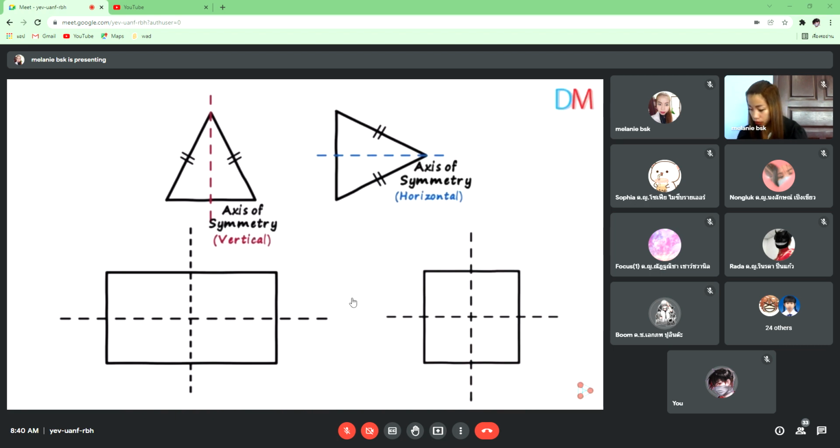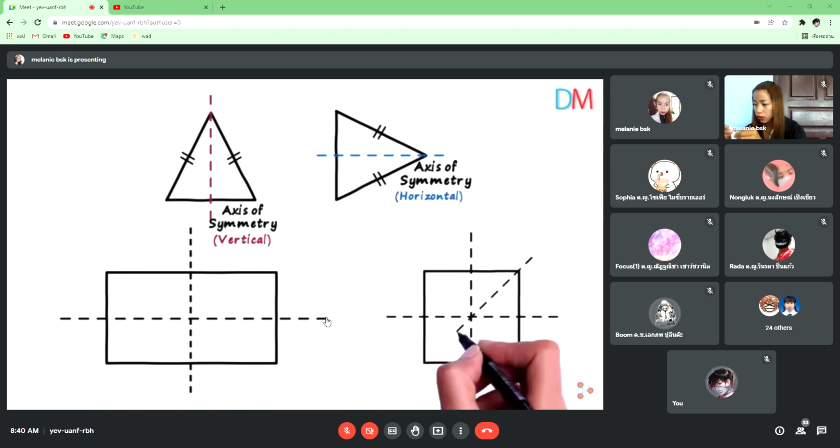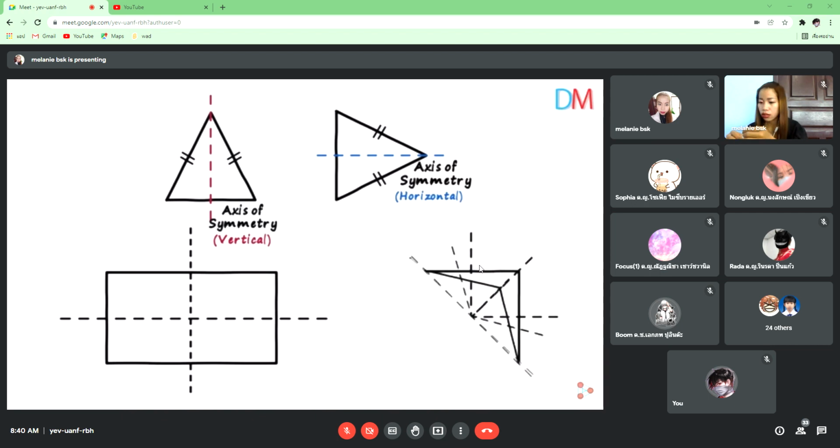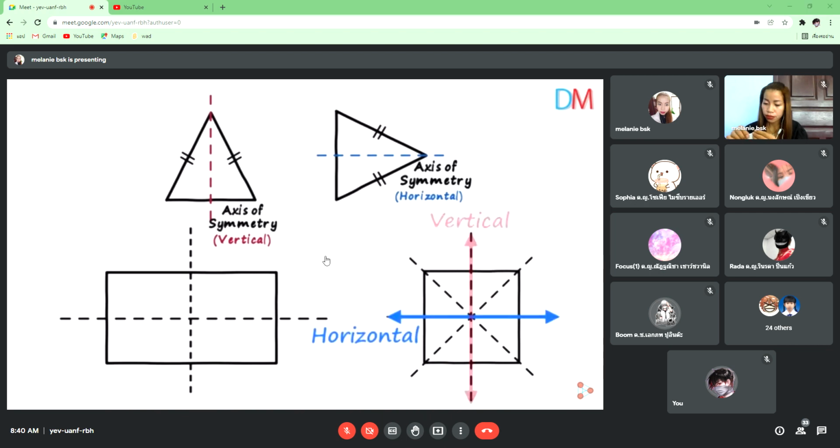But for a square, the two diagonals will also be the axis of symmetry. If we fold it along this diagonal, the parts match. And even if we fold it along this diagonal, these two parts overlap exactly. So a square has 4 axes of symmetry: horizontal, vertical, and the 2 diagonals.